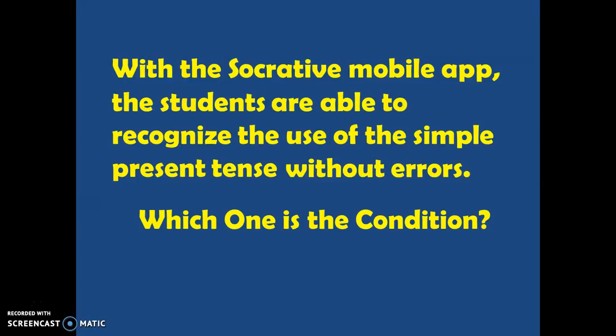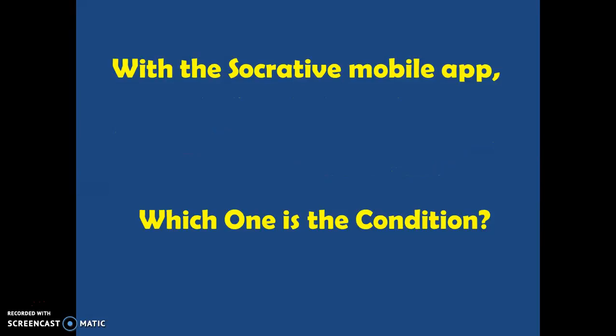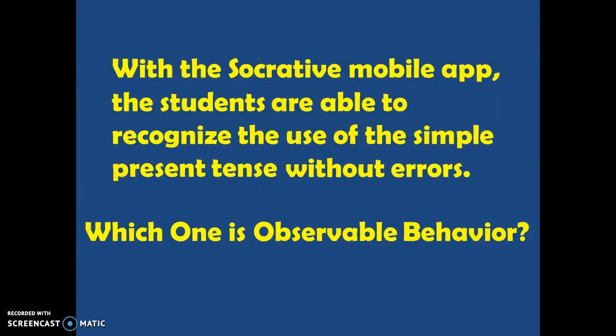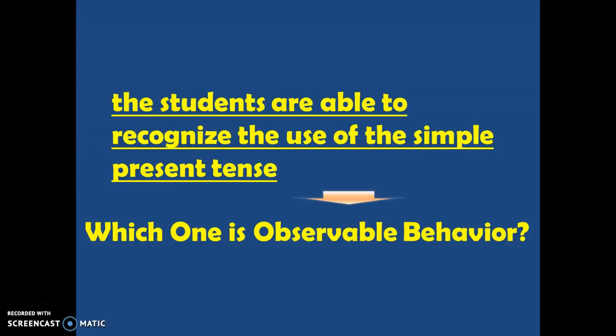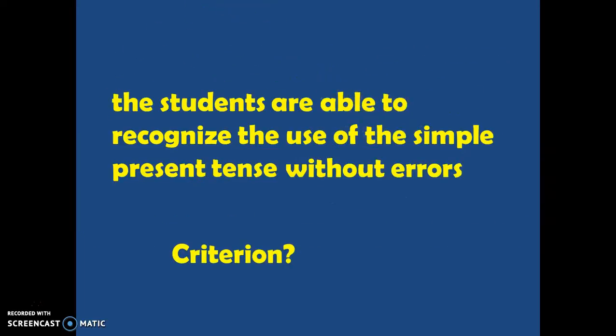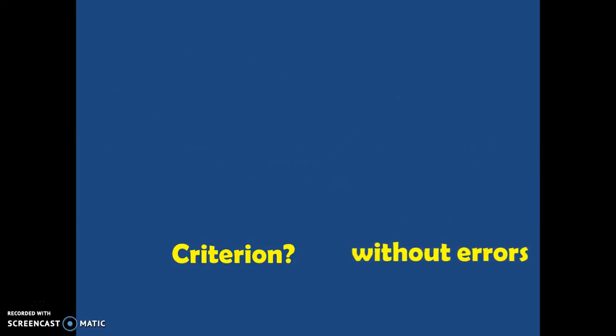So the first question is, which one is considered as the condition? Let me erase two expressions. So with the Socrates mobile app, it is a condition. Now let's talk about which one is the observable behavior. Here we go. The students are able to recognize the use of the simple present tense. It is considered as the observable behavior. Now which one is the criteria? So without errors. Without errors is the criteria.